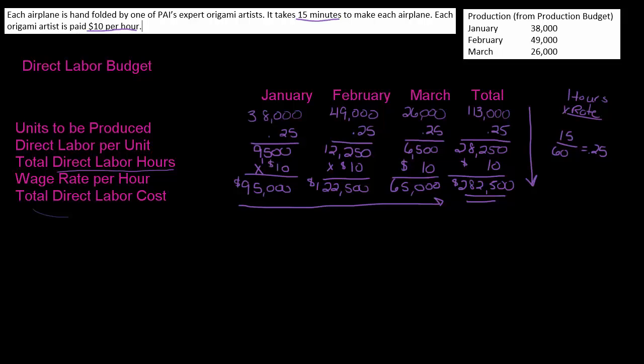Okay, so now we have our total direct labor cost. So if you think about it, we've done direct materials, we've done direct labor. So the next budget that we're going to do is overhead, and then we'll have all of our product costs done.